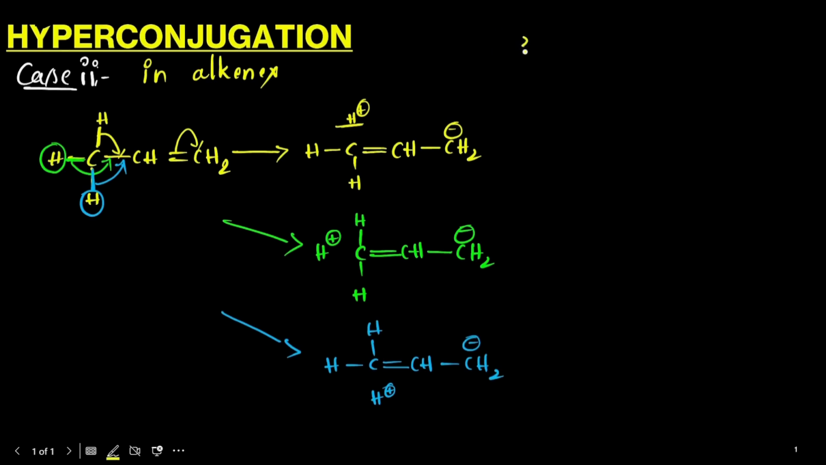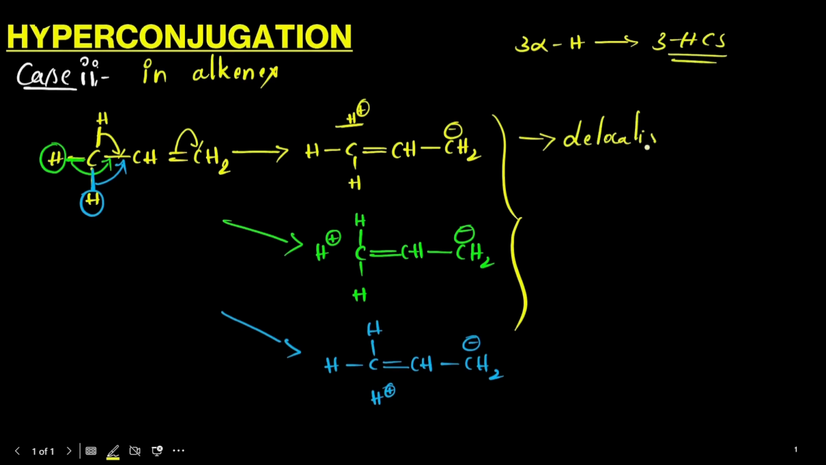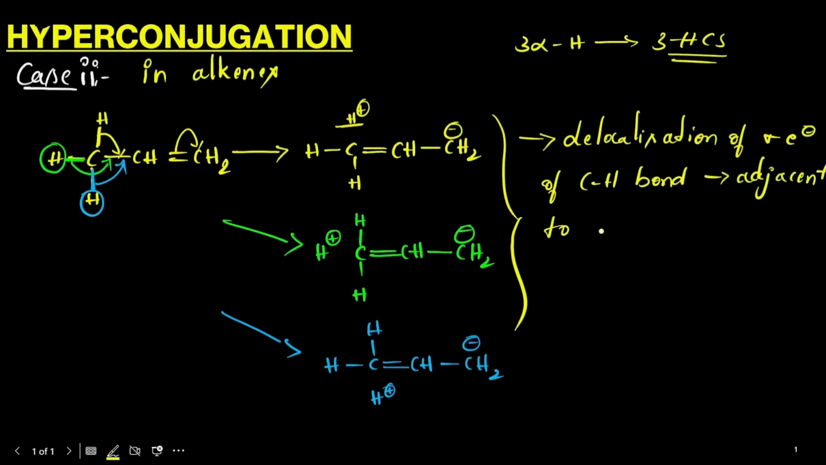How many alpha hydrogens are there? 3 alpha hydrogens are there. How many hyperconjugation structures are there? 3 hyperconjugation structures are there. Okay, here delocalization of sigma electrons of the carbon and hydrogen bond, which is adjacent to the pi bond, is taking place. Here delocalization of sigma electrons of the CH bond to the pi bond is taking place.